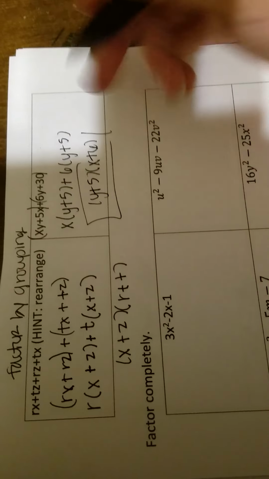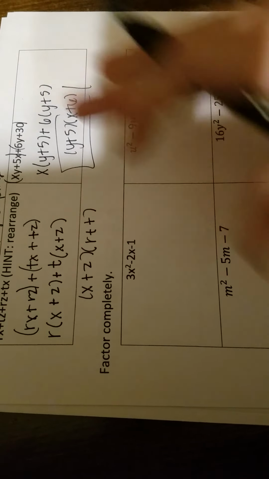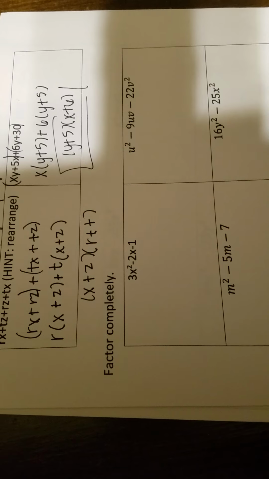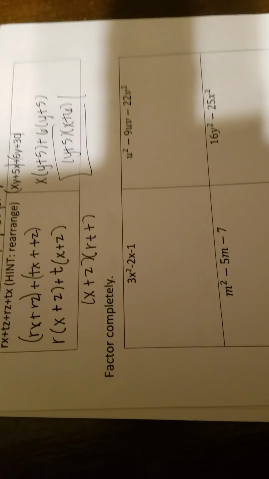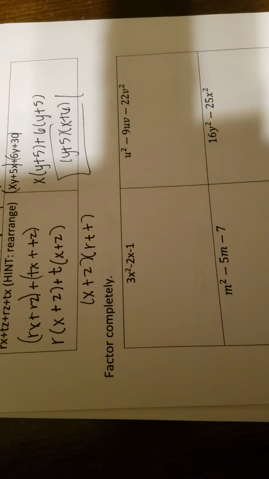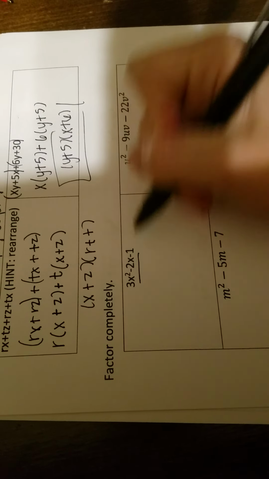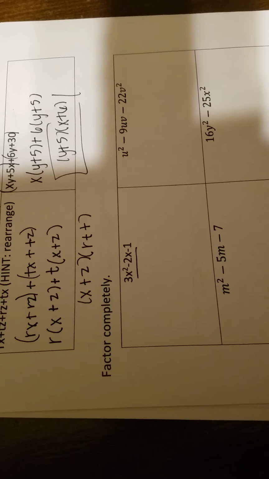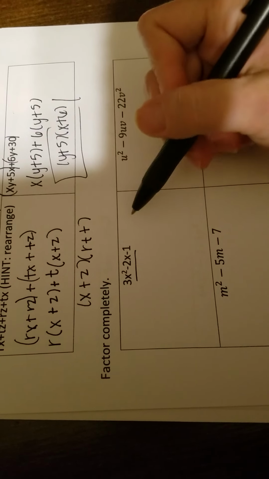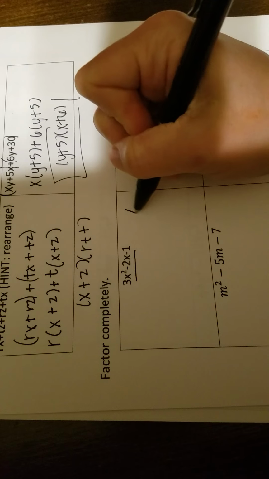The next set here says factor completely. So we'll look for a GCF and then we'll go from there, and you'll get to see some different varieties of factoring here, okay? So here we've got what's called a trinomial. It's got 3 parts. We always want to look for a GCF to make sure there isn't anything we can get out of all of them, and there isn't in this case. So then we've got to factor this.